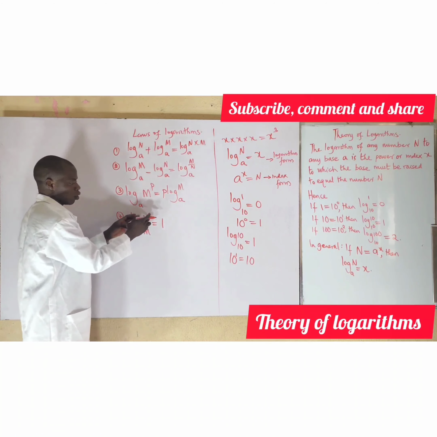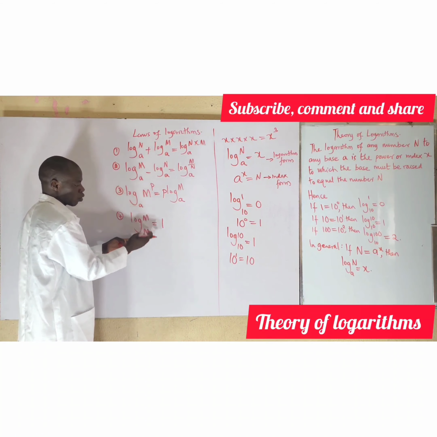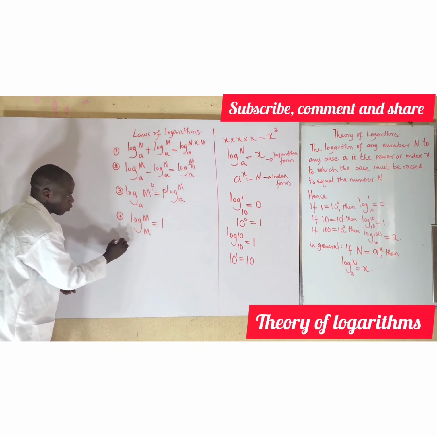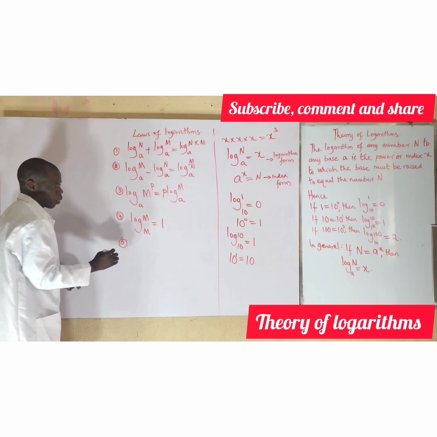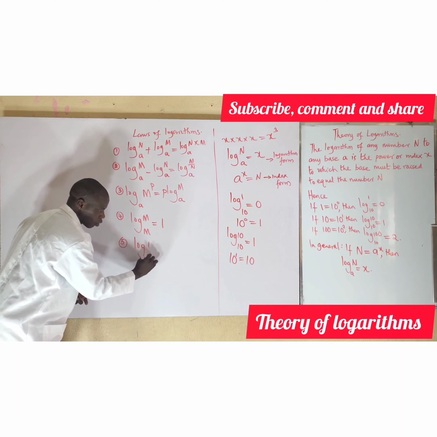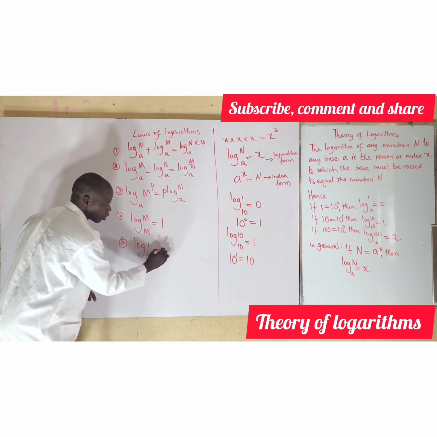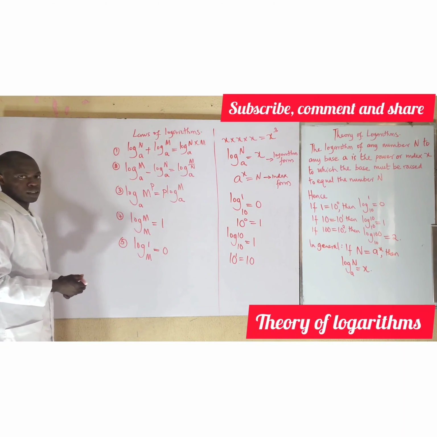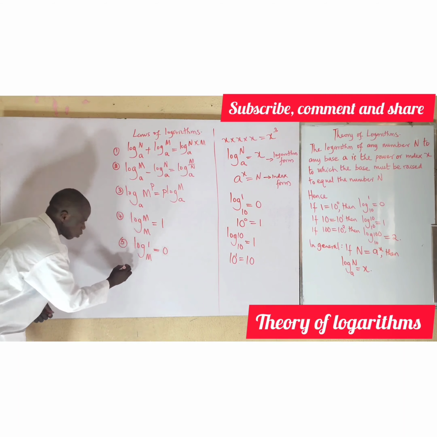When you have the logarithm of a number equal to the base, the answer is equal to 1. Now, we are still moving forward. Number 5: if you have log 1 to any base, this equals 0. Log 1 to any base equals 0. We also have some other ones.